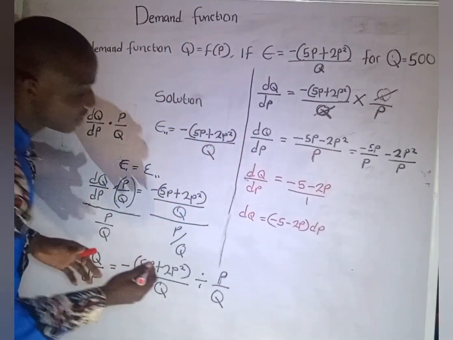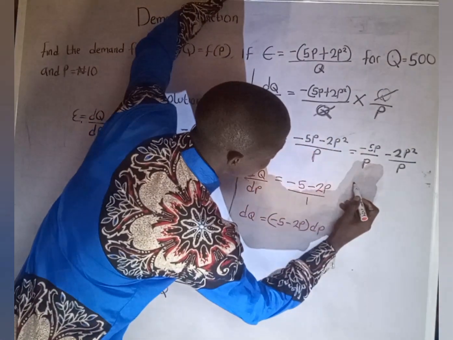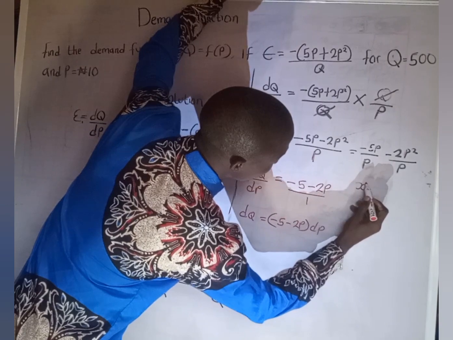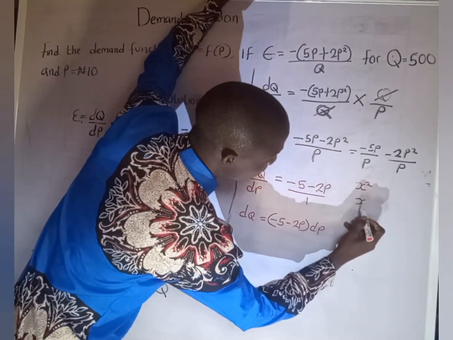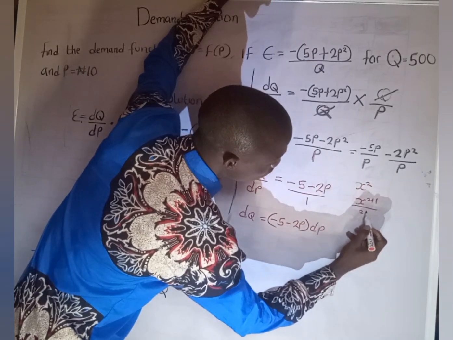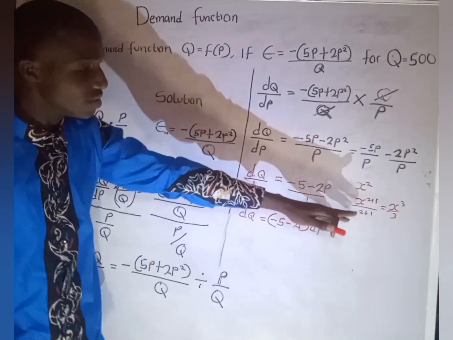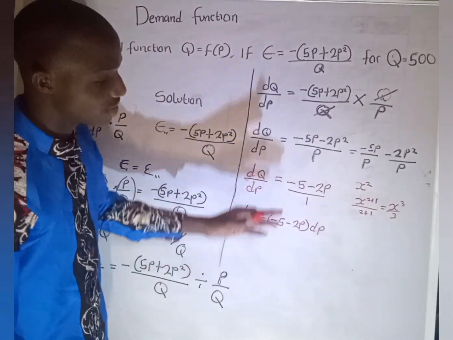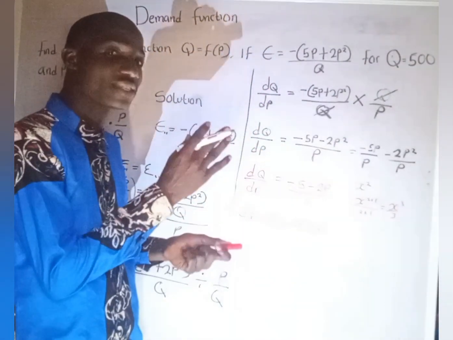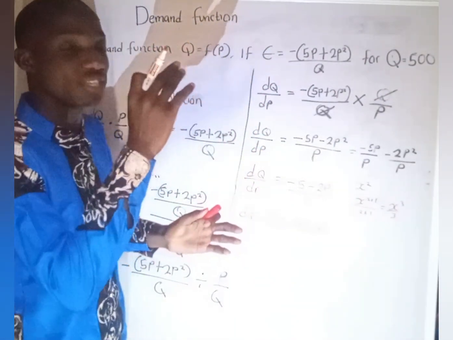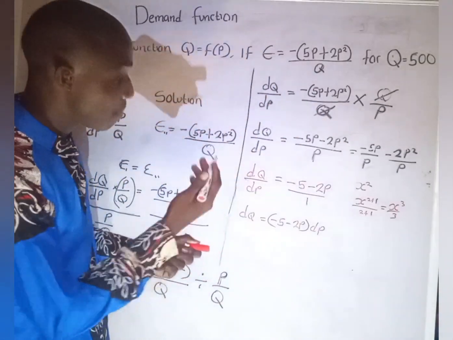And don't forget, from your basic integral calculus, let's assume that you are given x raised to the power of 2. If you are told to integrate x raised to the power of 2, you are going to have x raised to the power of 2 plus 1 all over 2 plus 1. That is x raised to the power of 3 all over 3. You are going to use the same approach here. From your basic calculus, if you are integrating any function, we take the power, add 1, and divide by the power itself.